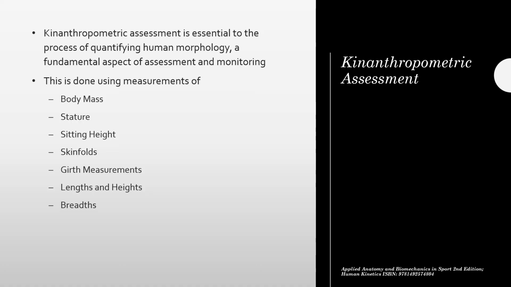So all of this is to say, body size matters. So how do I actually measure this? We do this through a process called kinanthropometric assessment, or anthropometric assessment. This is going to be essential, and this is how we quantify human morphology, and it's a fundamental aspect of assessment and monitoring. Whenever we are doing kinanthropometric assessment, we are going to look at an individual's body mass, their stature, their sitting height, skin folds, girth measurements, lengths and heights, and breadths of different parts of their body.